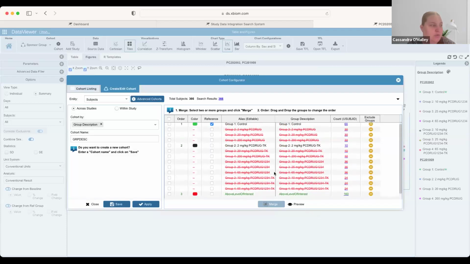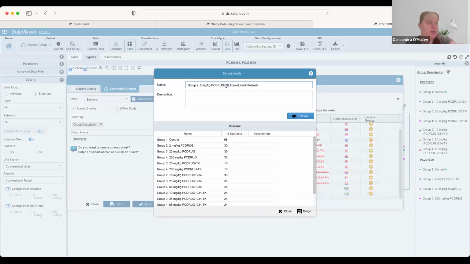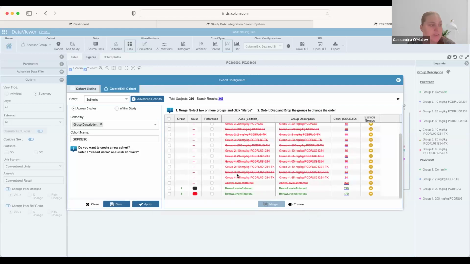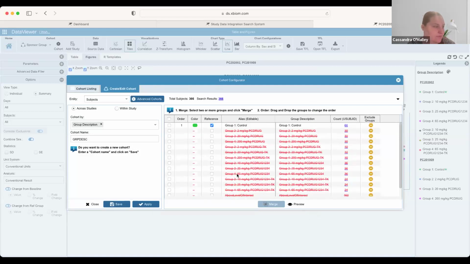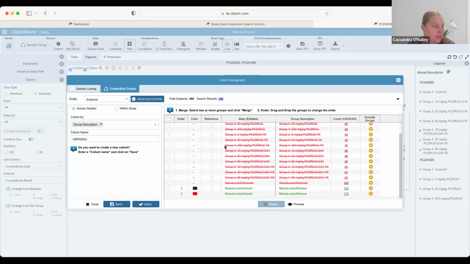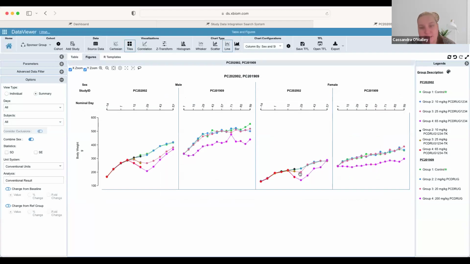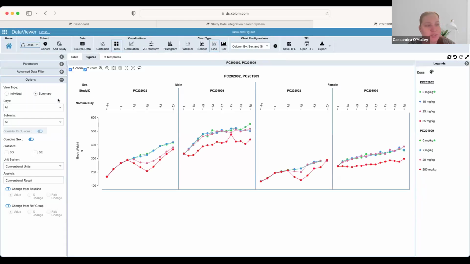And now I accidentally forgot from there, below level of interest. So I now have, oh, I did that incorrectly. But I can combine those and I can save them and then select that cohort. So I'm actually going to do a little bit of a switch on the cohorts. I'm going to look at the dose instead of the groups. This is now ignoring the TK.